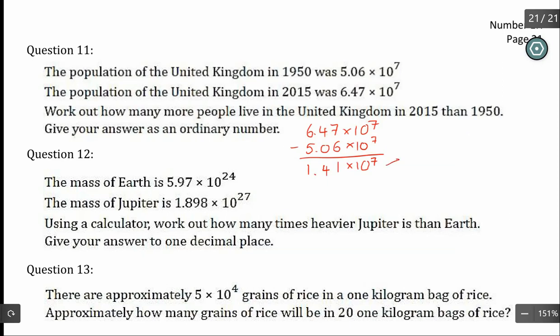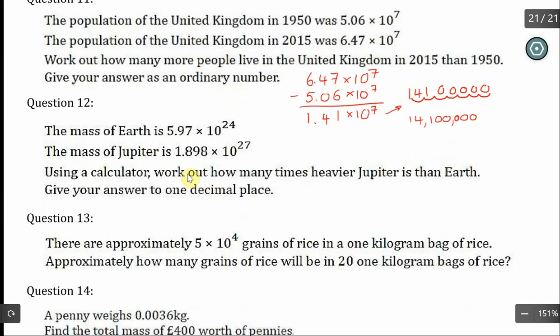But it says give it as an ordinary number. We could have turned these both into ordinary numbers. I still think this way is quicker. So now I'm going to adjust where the decimal point is. It starts there, it's going to move 7 times. 1, 2, 3, 4, 5, 6, 7. Or maybe a quicker way is to think that 2 of those moves have already been taken up by digits, so we're going to add 5 zeros. So the answer is, if we put some commas in, 14,100,000 more people.